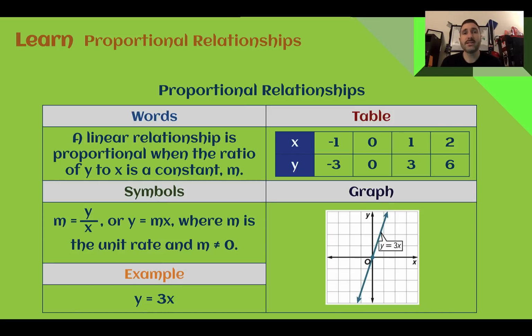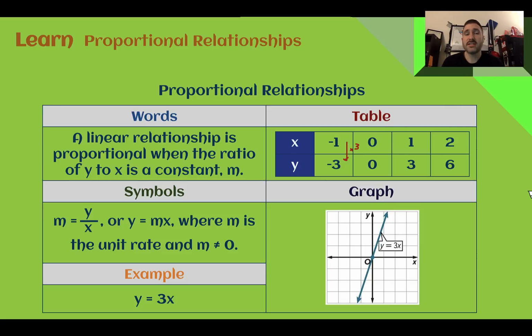Here we can see the different ways of representing a proportional relationship. We could just say that a relationship is proportional when the ratio of y to x gives us a constant value. Here we're using m. You might have seen in the past the letter k as the constant of proportionality. They essentially mean the same thing. We could also represent it using a table. Here we're showing that if we take our x value and multiply it by 3, we multiply it by the same thing throughout.